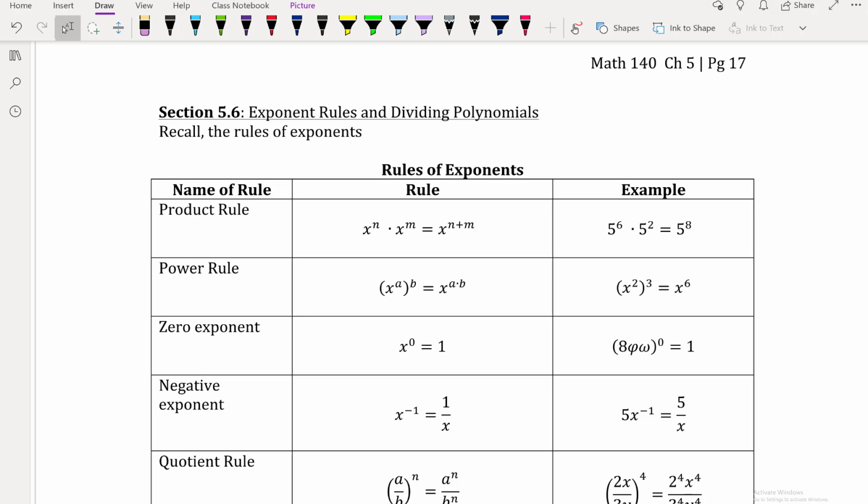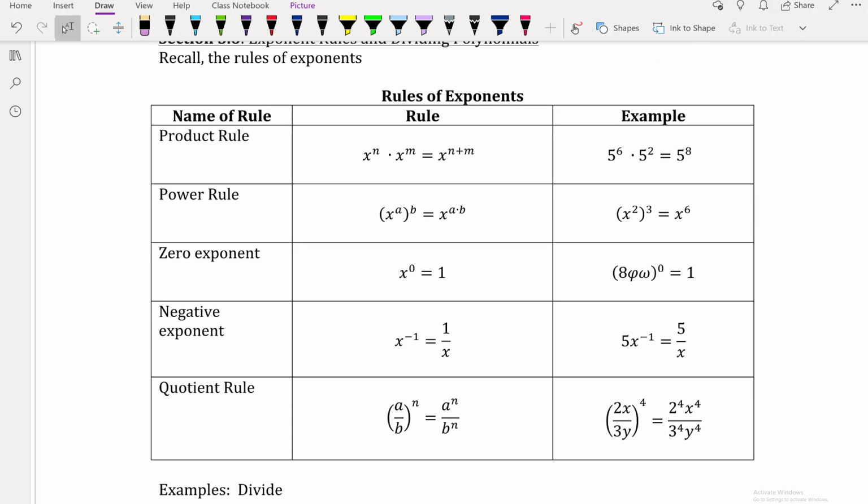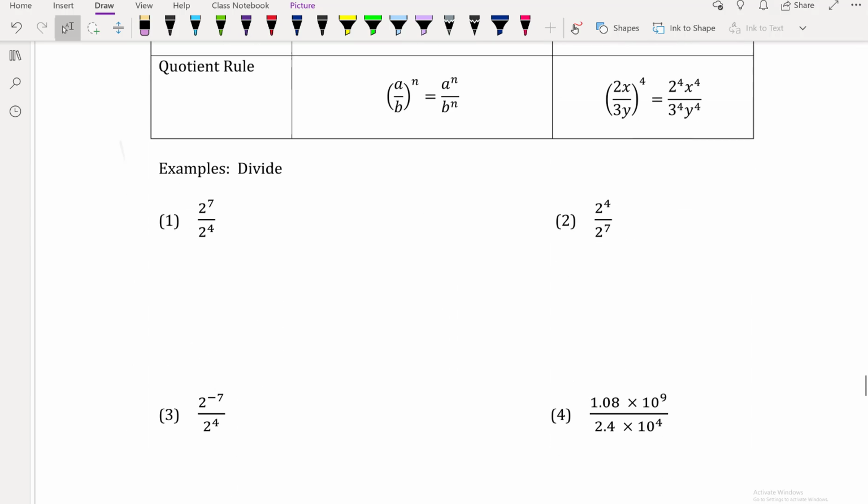So hopefully you guys are getting pretty comfortable with the rules of exponents. So we have the product rule, the power rule, the zero exponent, the negative exponent, and the quotient rule. We've talked about these rules quite a few times throughout this chapter, and they're here again for reference. So let's go ahead and really focus on our division.